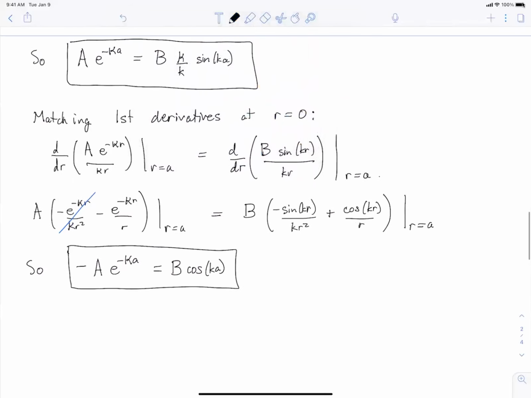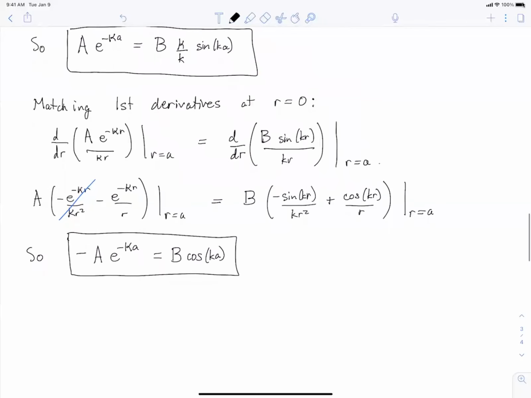So that's our second equation that we have to solve. We've got this equation right here, and we've got this equation right here, and we have to solve them. One way to do that is to eliminate A first. So solve for A and eliminate it.